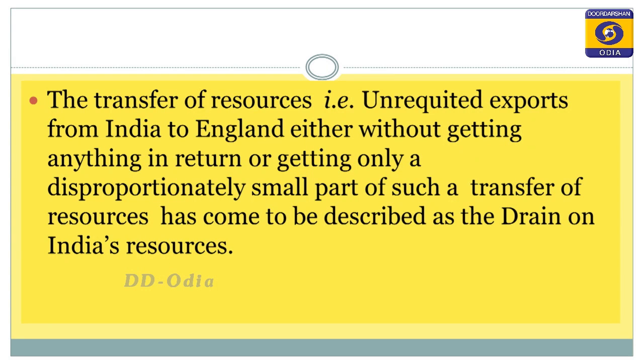The transfer of resources, that is, unrequited exports from India to England, either without getting anything in return or getting only a disproportionately small part of such a transfer of resources, has come to be described as the drain on India's resources. Indians were getting nothing in return, they were only giving and giving. So, that is called the drain of wealth.